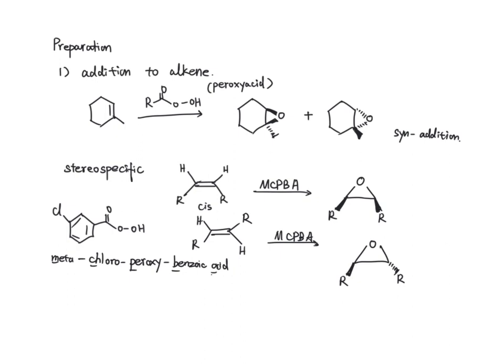And if R1 and R2, for example, are different, then you will have the enantiomer of this molecule as well. So R1 can now also be in the back, and R2 is pushing to the front. So that is the stereospecificity of the addition to alkene to make the epoxide.